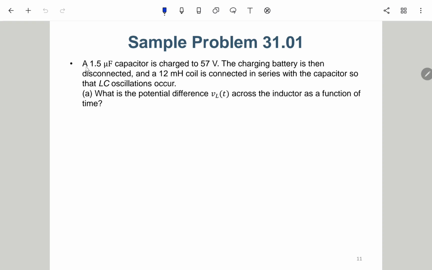Okay, so here we have a sample problem. It says a 1.5 microfarad capacitor is charged to 57 volt. A charging battery is then disconnected, and a 12 millihenry coil is connected in series with the capacitor so that LC oscillation occurs. So what is the potential difference VL across the inductor as a function of time?